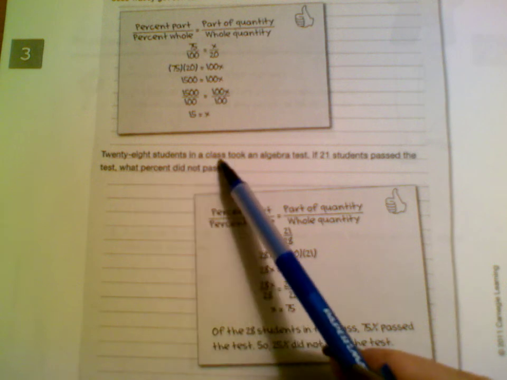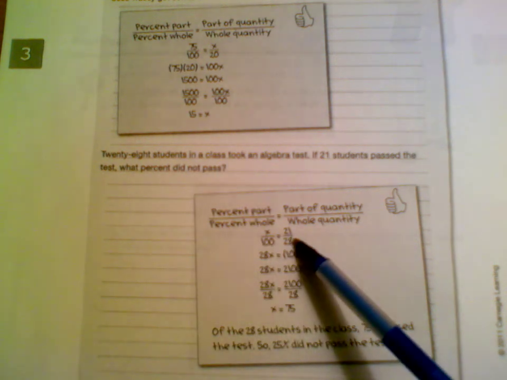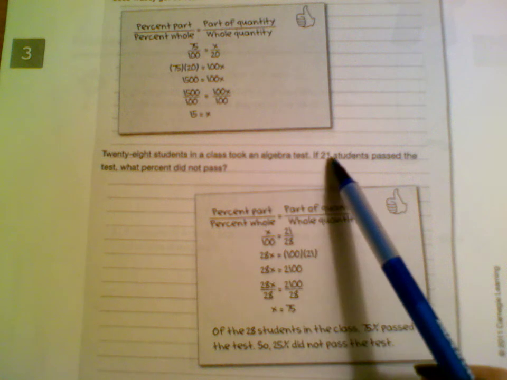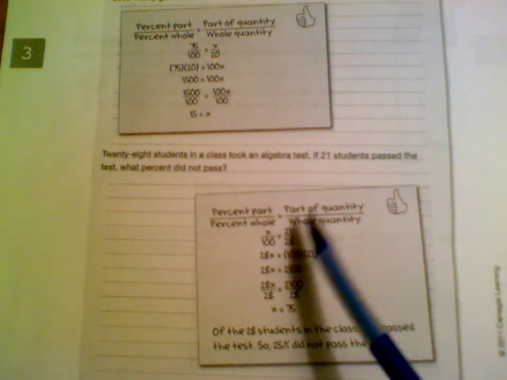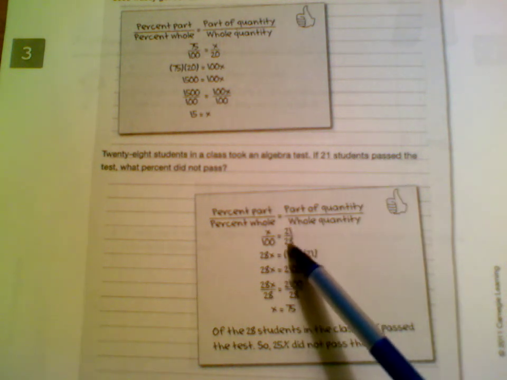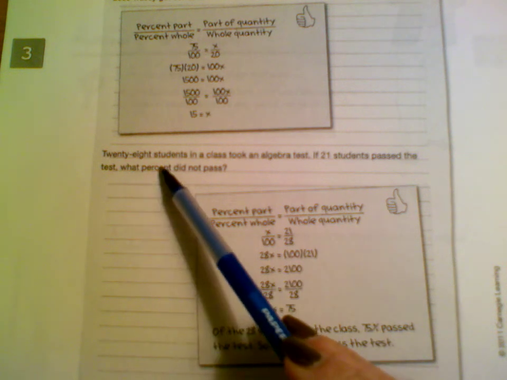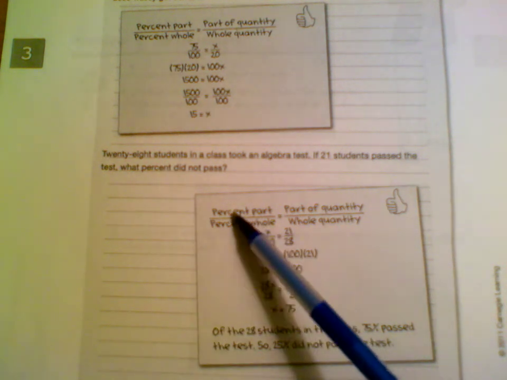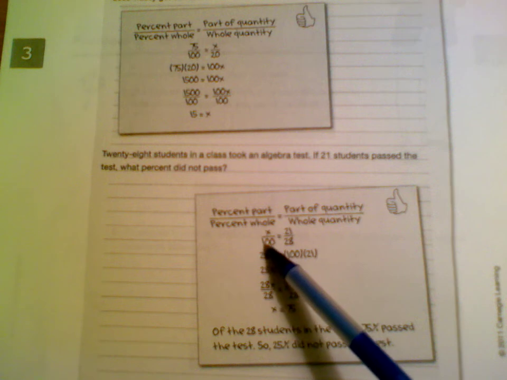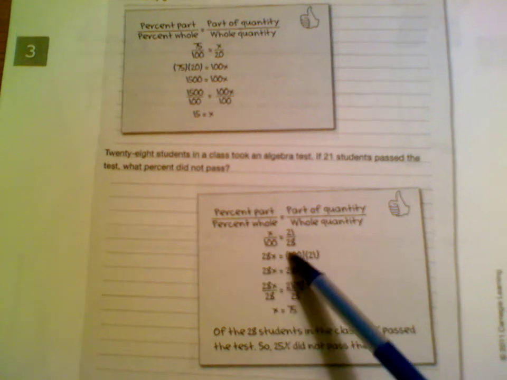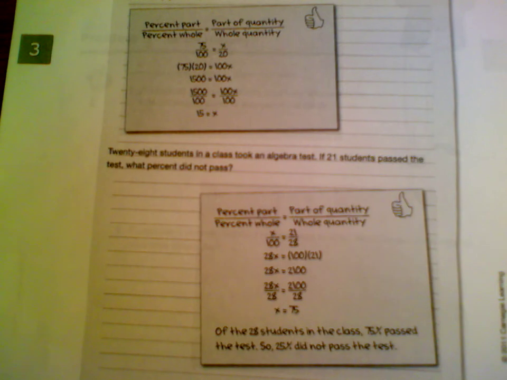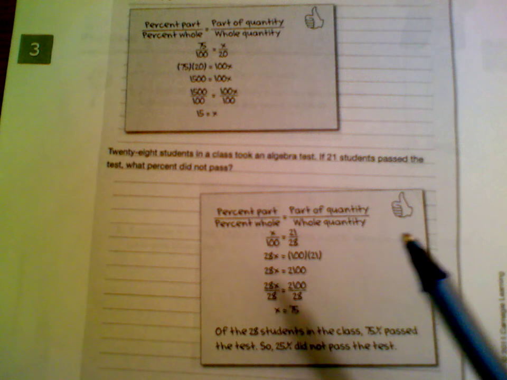28 students in a class. That's the whole. They took an algebra test. 21 passed. It's part of the kids. So part out of the whole. It says what percent? I don't know the percent, but percent's out of 100. So anytime we have three quantities, we can either scale up, scale down, or use means and extremes.